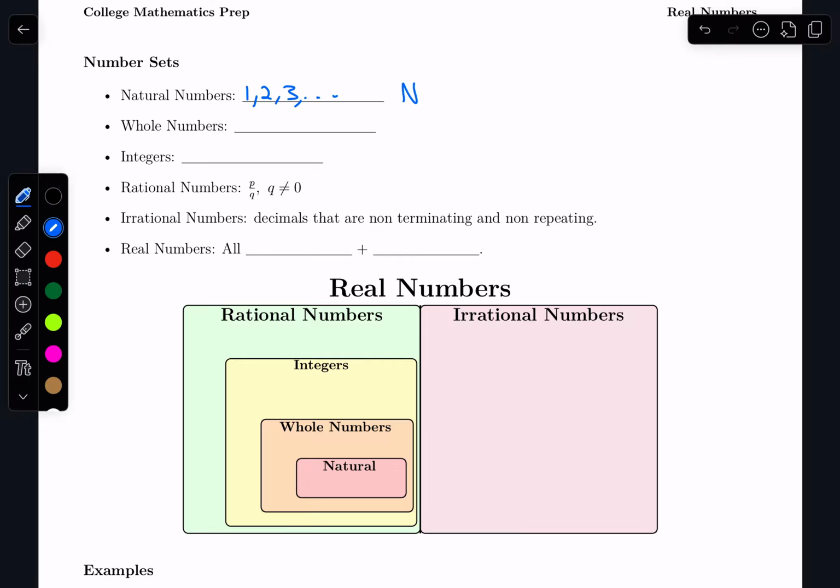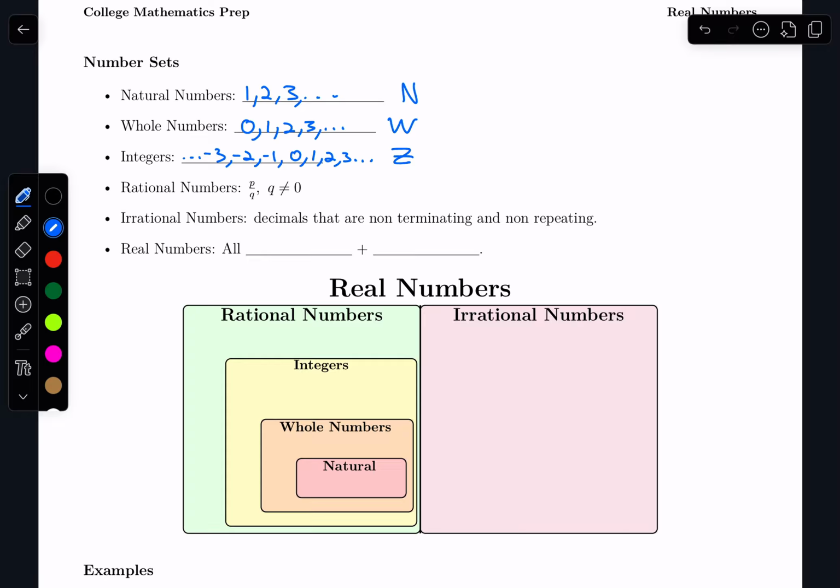Whole numbers are this exact same group, except we include 0. So it's 0, 1, 2, 3, and then all the way up. And this is a capital W as its symbol. Integers are whole numbers, but both positive and negative. So dot, dot, dot, -3, -2, -1, 0, 1, 2, 3, and then all the way up. And now this one might surprise you, but this is actually a Z that represents the integers.